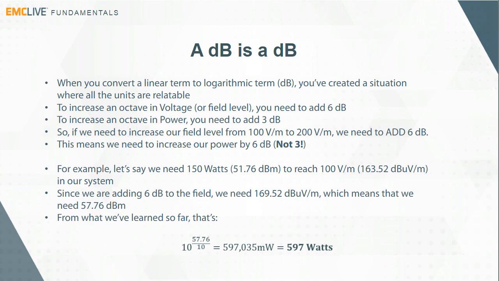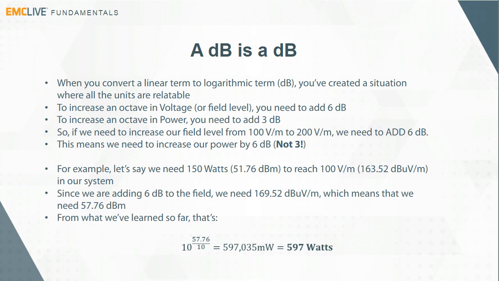The interesting thing here is if we need to increase our field level from 100 volts per meter to 200 volts per meter, we have to add 6 dB to the field. That also means we have to increase our power by 6 dB, not 3. For example, let's say we need 150 watts or 51.76 dBm to reach 100 volts per meter. That's just an assumption today. That means 100 volts per meter is 163.2 dB microvolts per meter in this system. Since we're adding 6 dB to the field, we need 169.52 dB microvolts per meter.